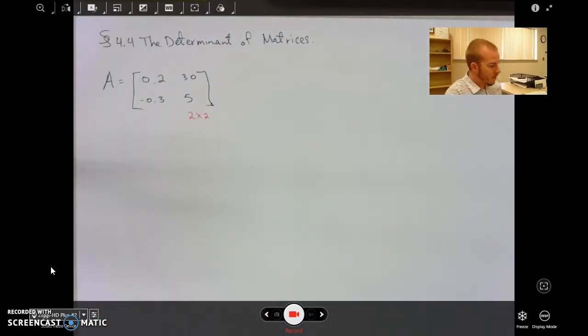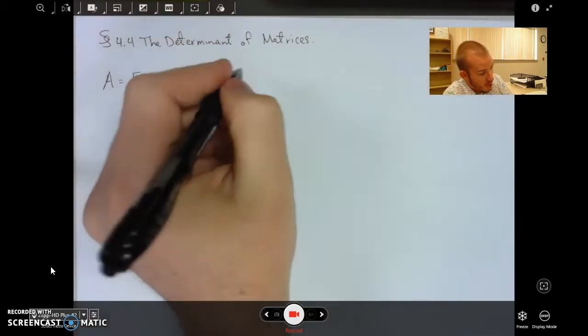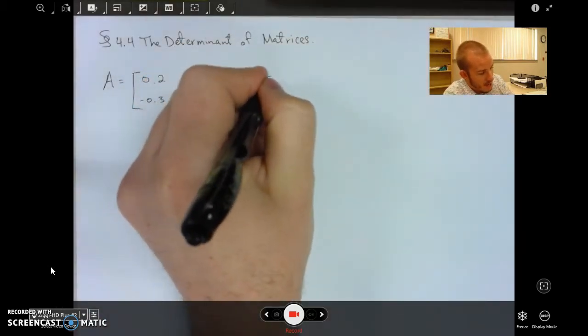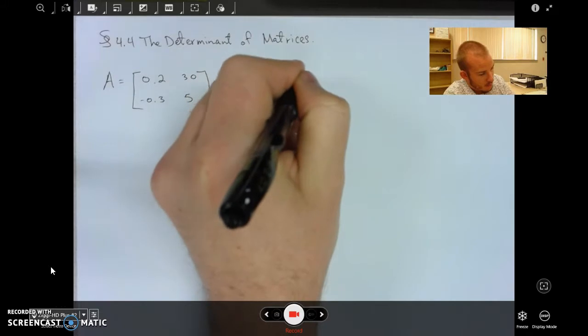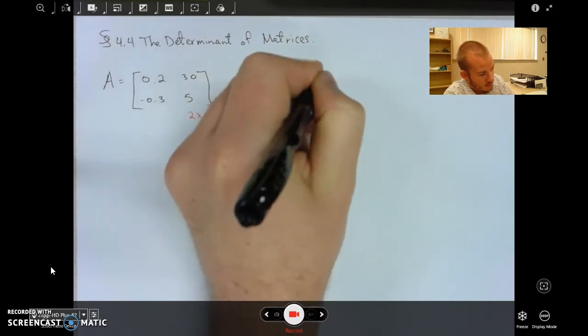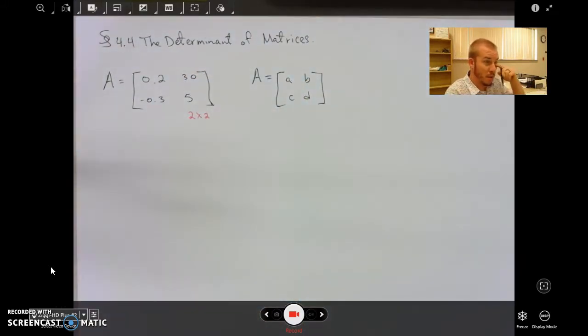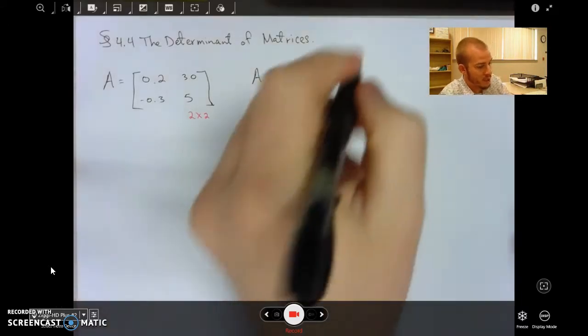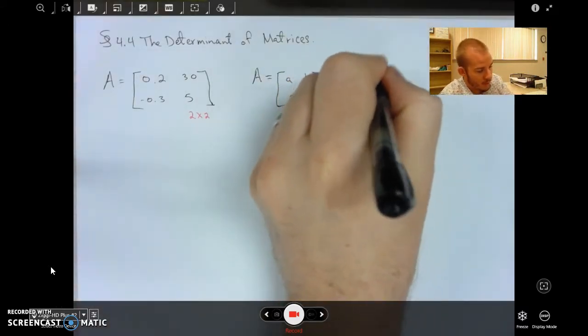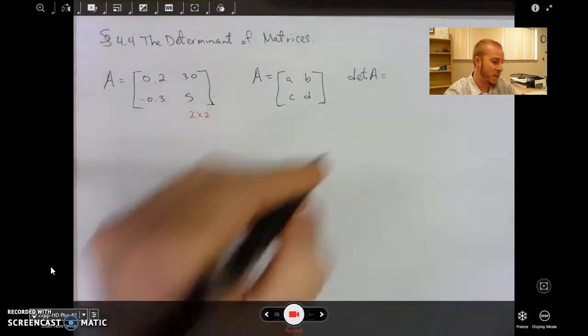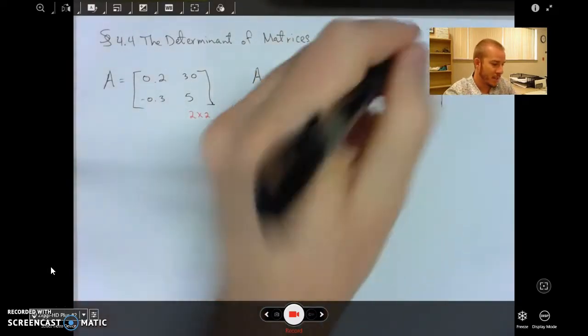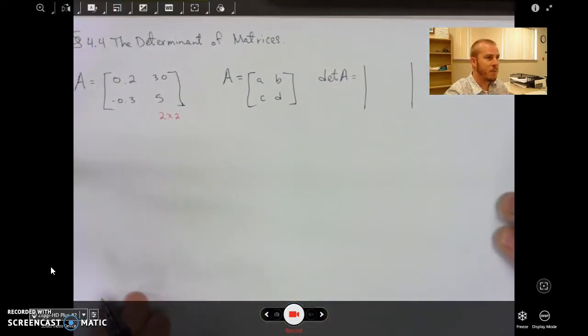Now, all matrices are written something like this. A is written as little a, b, c, d, and these are just whatever the entry is right there. In order to find the determinant of A, you're going to write vertical lines, bars, like that. Make sure you do that.